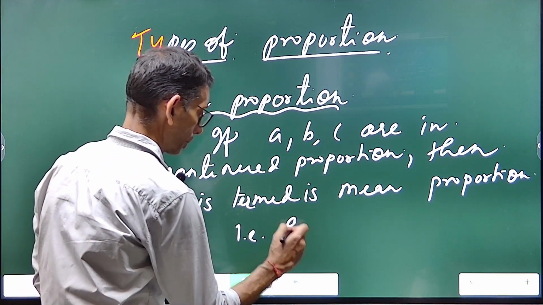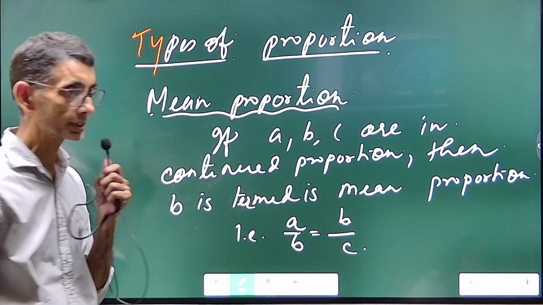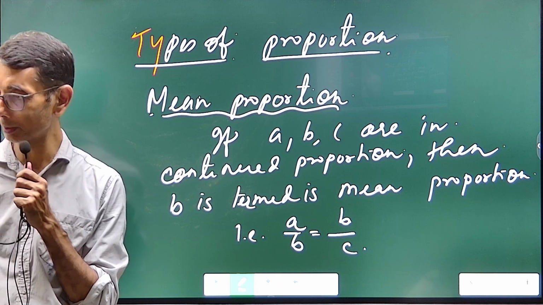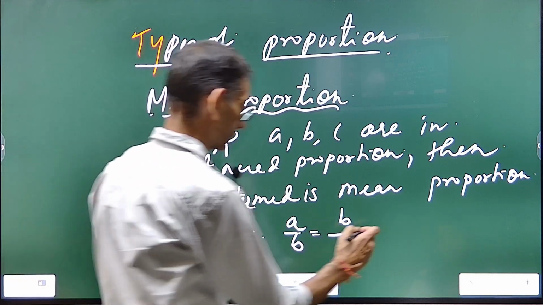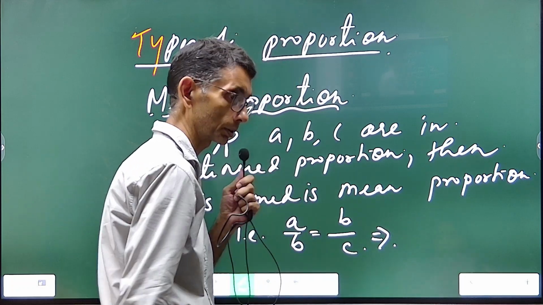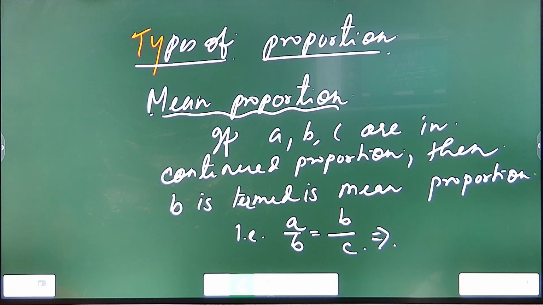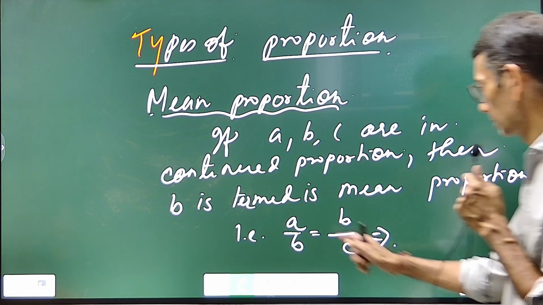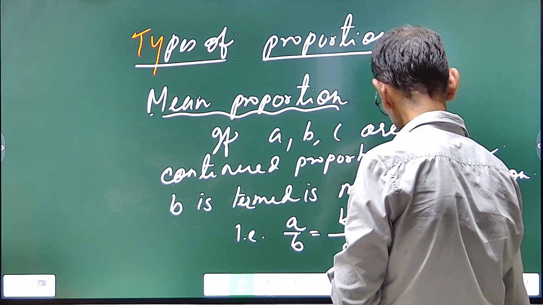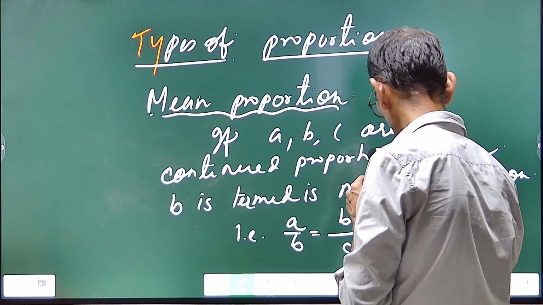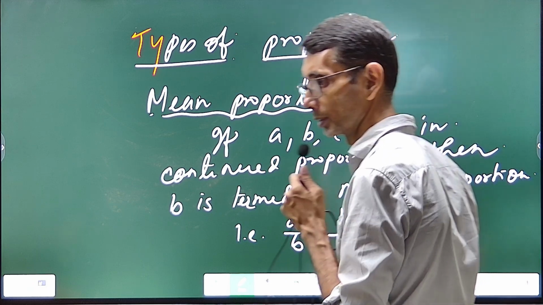That is, A by B is equal to B by C. So since A, B, C are in continued proportion, can you write A by B, B by C? B has to be repeated, right? Okay. So this implies, what will it be? Cross multiply. What will it be when you cross multiply? B square is equal to AC. Well, so therefore B is equal to what? Square root of AC. Okay?